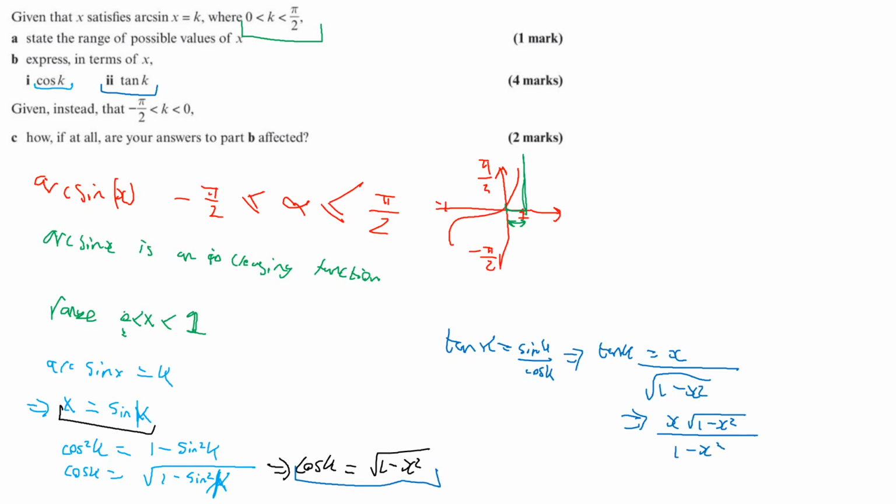Yeah? So all it is, we're manipulating the equations, and then we are going to use the trig identities to work out what cos and tan are.